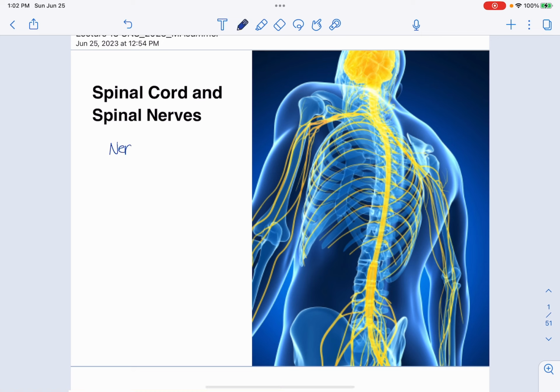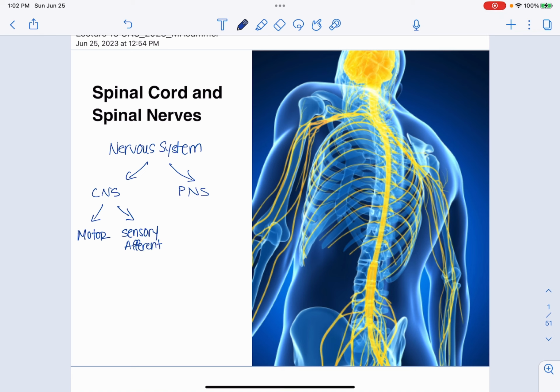So we have the nervous system, and it is divided into the central nervous system and the peripheral nervous system. And then the central nervous system has two other branches, which is the motor and sensory pathways. And if you remember, the sensory is afferent. It's going to arrive at the central nervous system. And the motor is efferent. And again, it's really important to get used to using these terms and understanding what they mean.